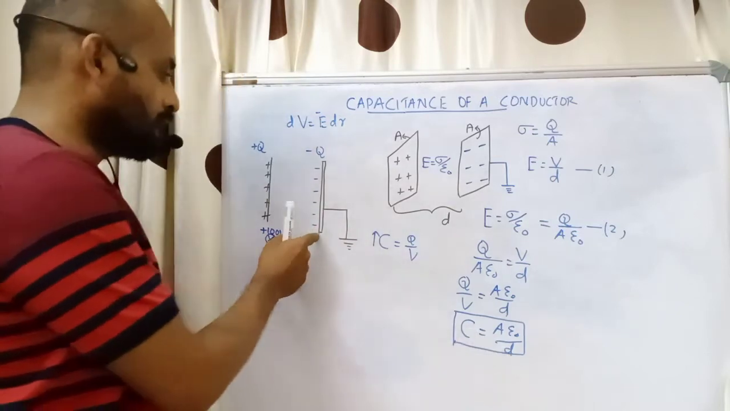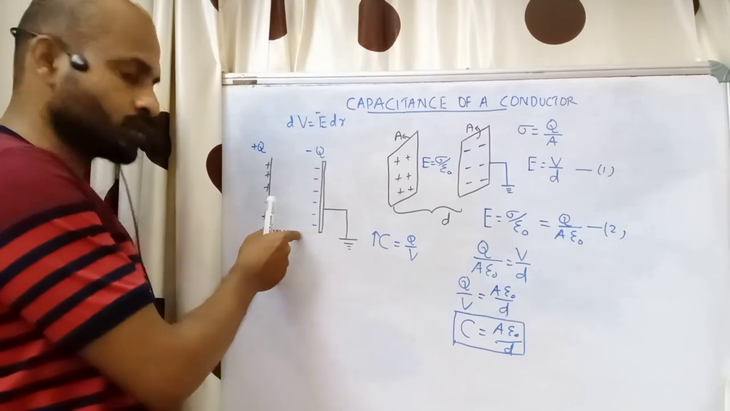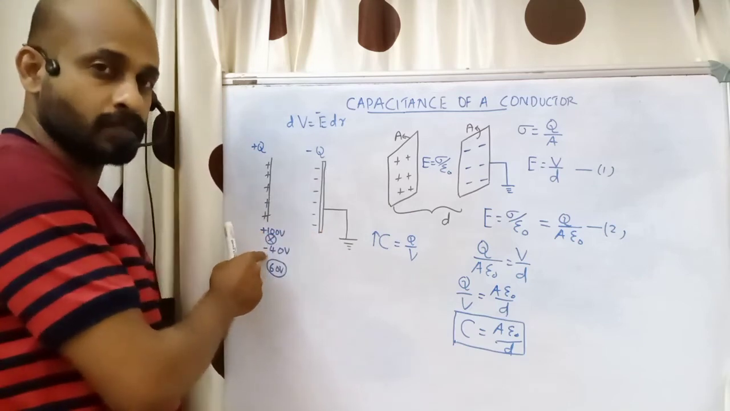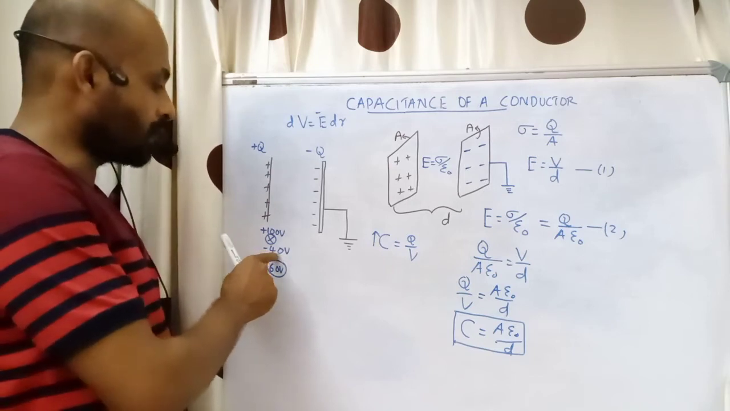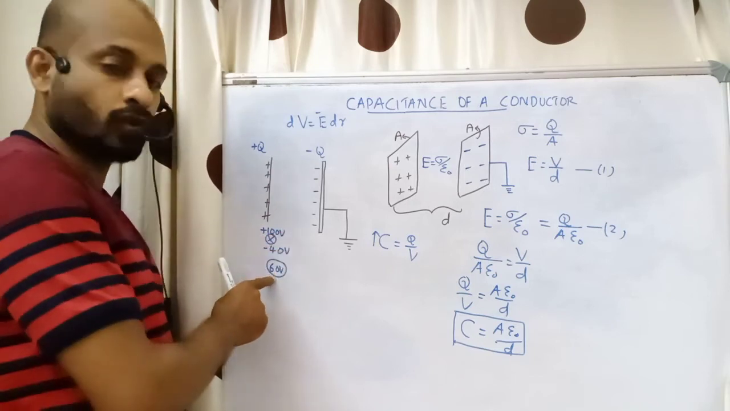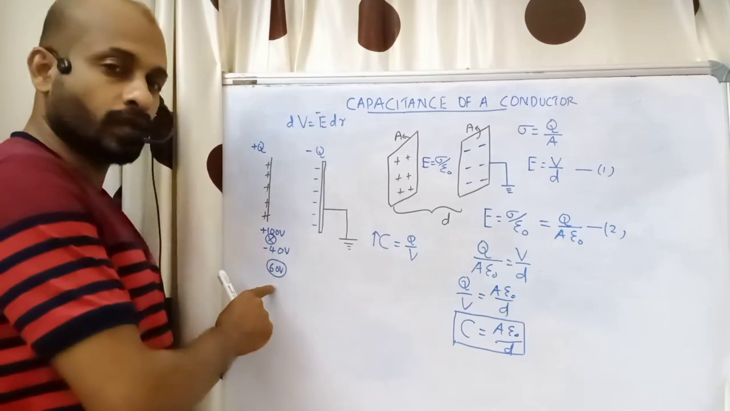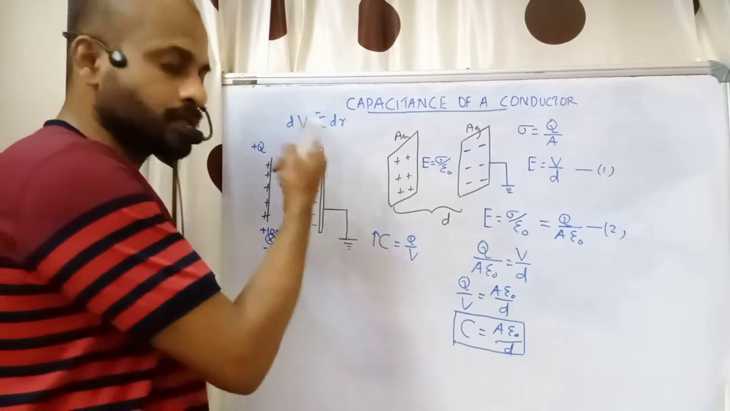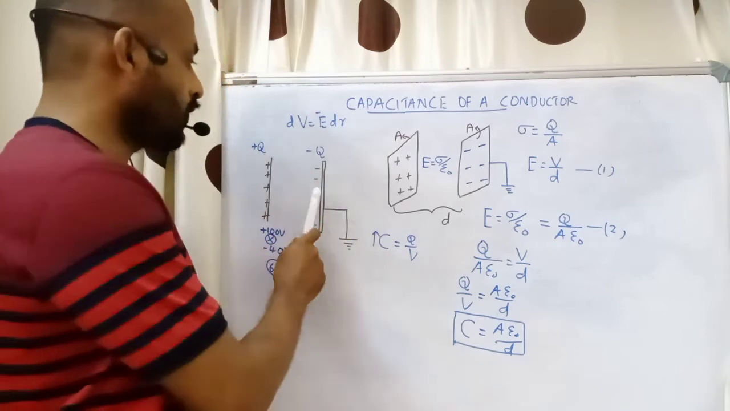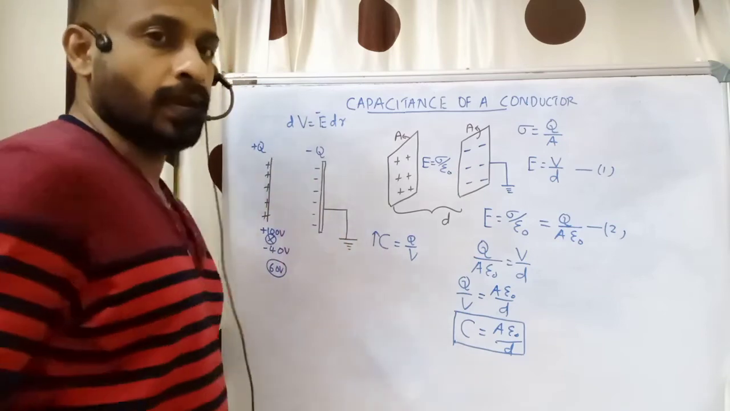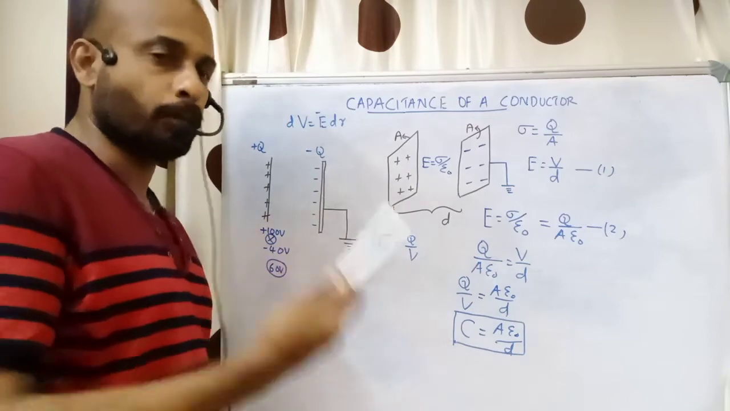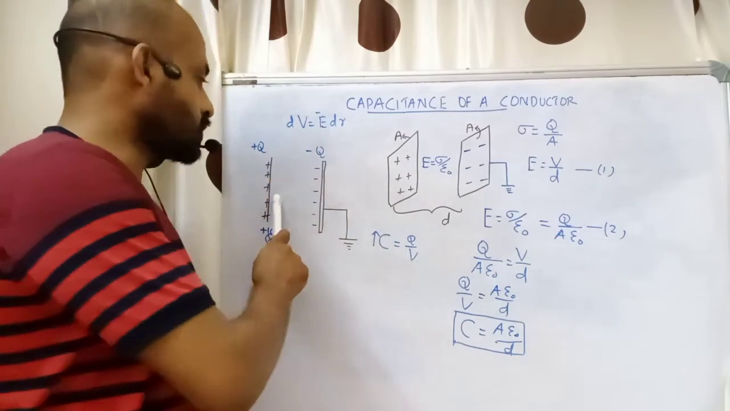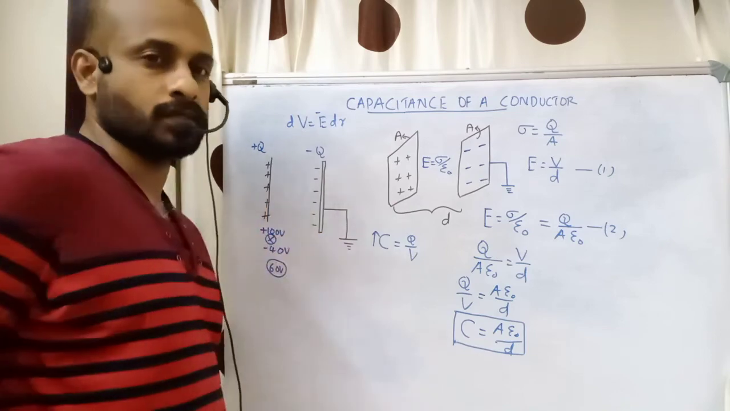How? When I bring the charge very close, distance decreases, and the potential changes. It will become minus 60. When it becomes minus 60, what will be the sum? It will be 40: 100 minus 60 is 40. So potential decreases. When potential decreases, capacitance increases. So if you have two parallel plates like this, it can store more charge compared to when we have only a single conductor. So the presence of this second conductor increases the capacity.